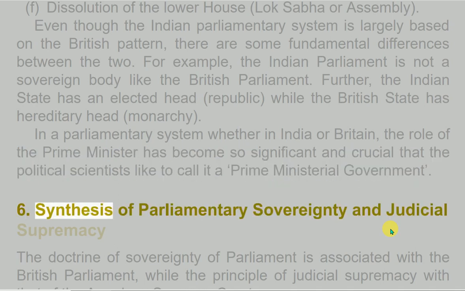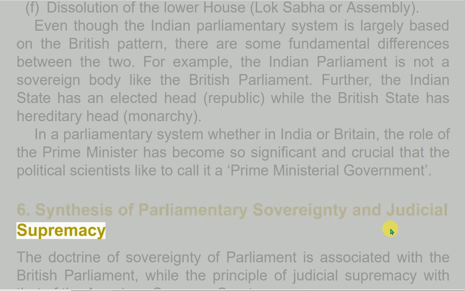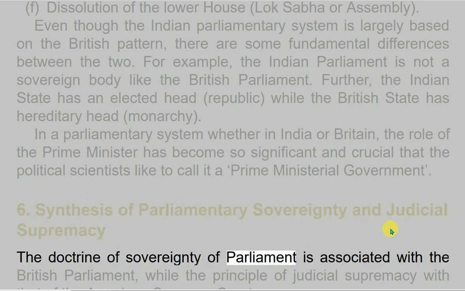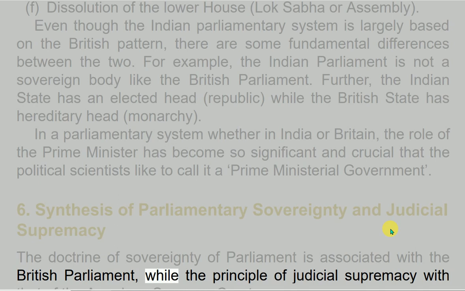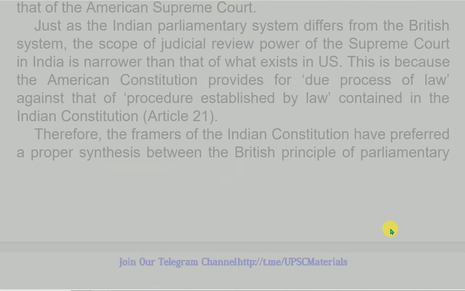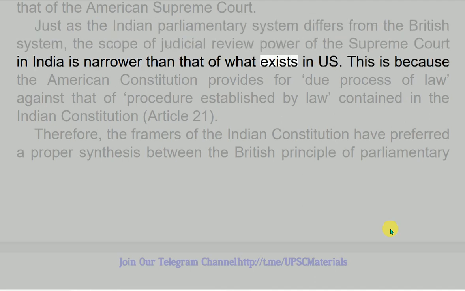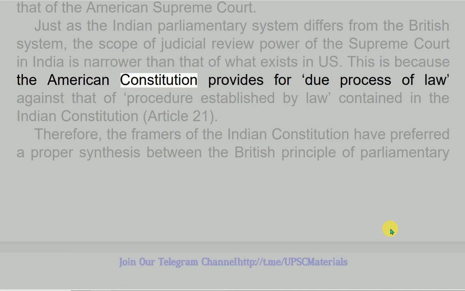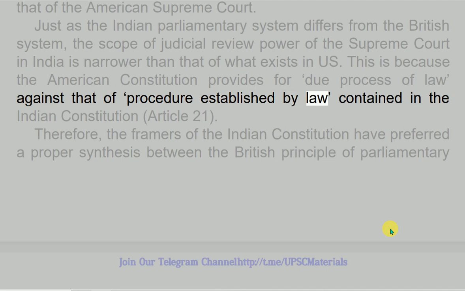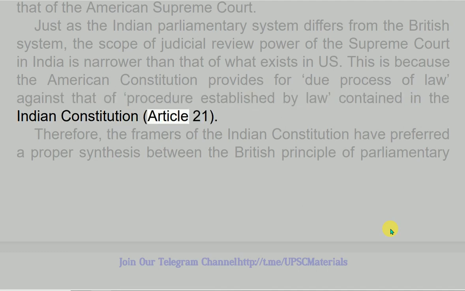6. Synthesis of parliamentary sovereignty and judicial supremacy. The doctrine of sovereignty of parliament is associated with the British parliament, while the principle of judicial supremacy with that of the American Supreme Court. Just as the Indian parliamentary system differs from the British system, the scope of judicial review power of the Supreme Court in India is narrower than that of what exists in US. This is because the American Constitution provides for due process of law against that of procedure established by law, contained in the Indian Constitution, Article 21.